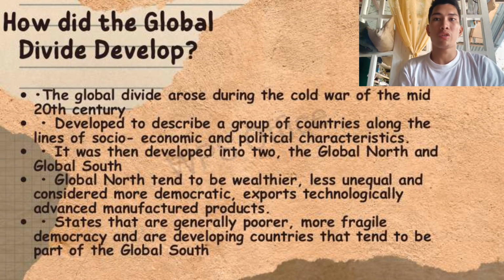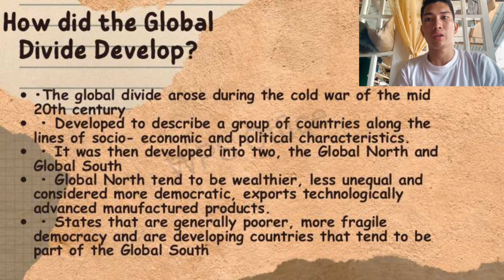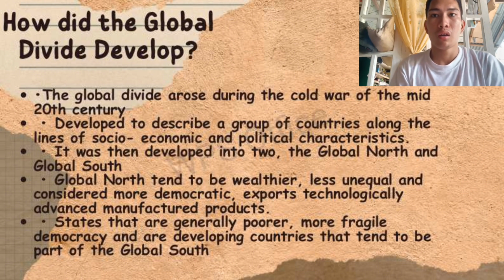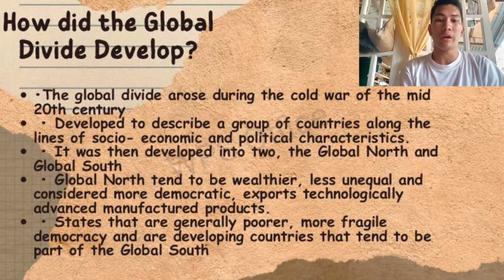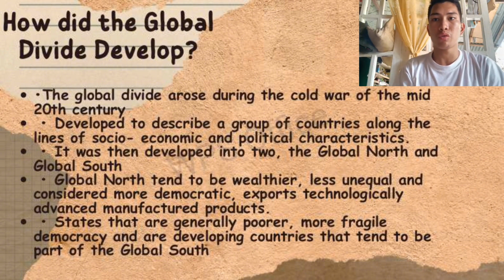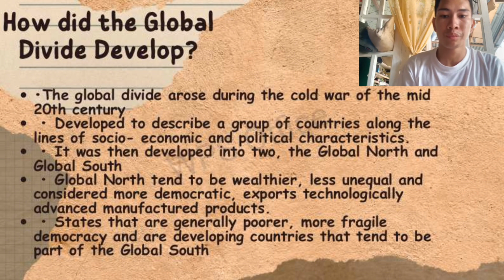The global divide arose during the Cold War of the mid-20th century. During this time, countries were primarily categorized according to their alignment between the Russian East and the American West. So the global divide happened because of the Cold War era, which generalized groups of countries into distinct groups. So the global divide was developed to describe a group of countries along the lines of socioeconomic and political characteristics.